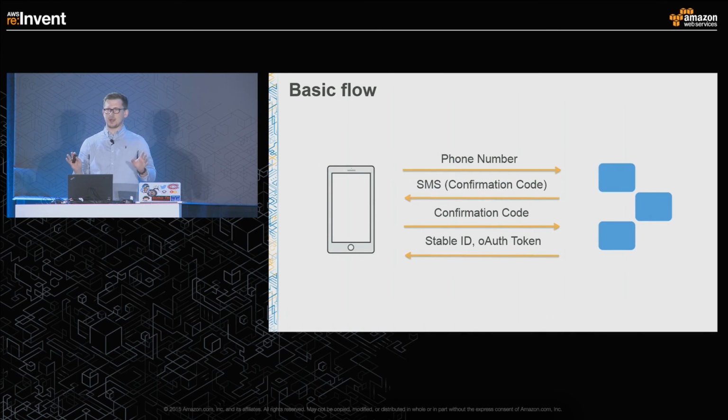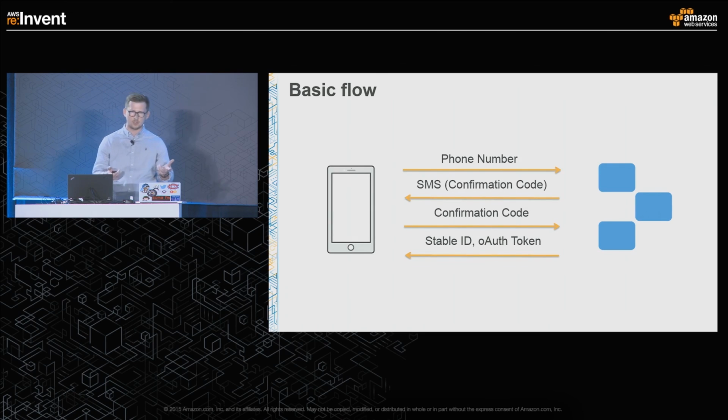The most basic diagram that I could come up with, the Digits SDK allows you to drop a UI into your app, mobile or web. The user is prompted for their phone number. We get the phone number. We issue a 6-digit, hence the name, text message. The user confirms the PIN. And you, as a developer, you get an ID and a token back.